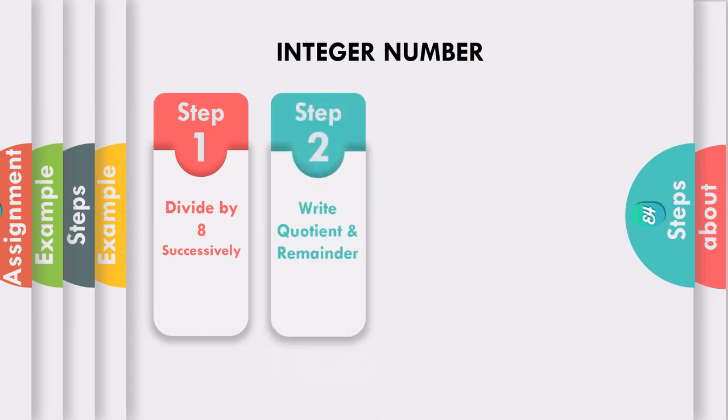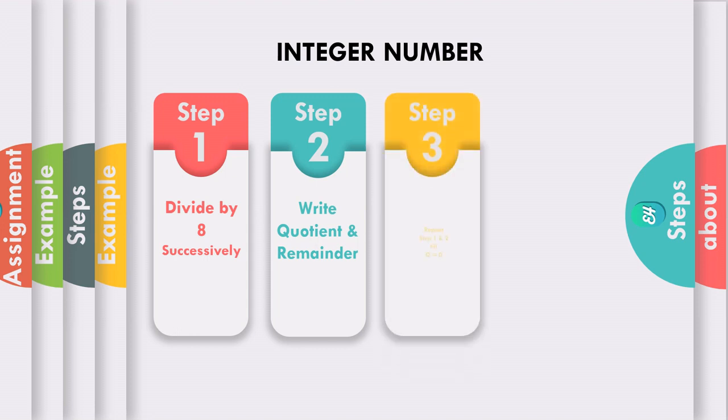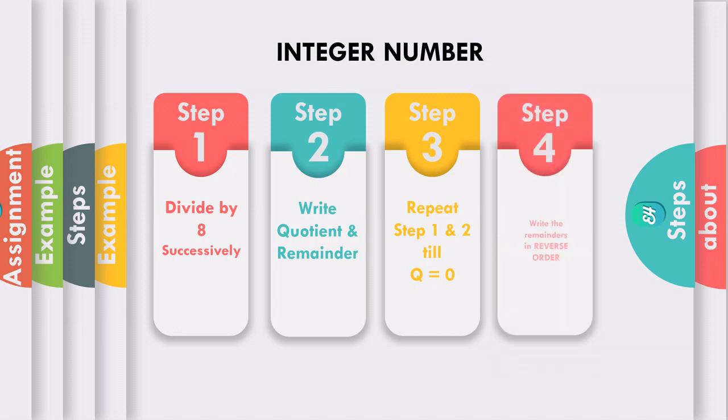Step 2 is to write down the quotient and remainders separately. Step 3 is to repeat steps 1 and 2 till we get the quotient equal to 0. And the last step is to write down the remainders in reverse order. Please remember here that we have to write down the remainders in reverse order. Only then we will get the correct output.